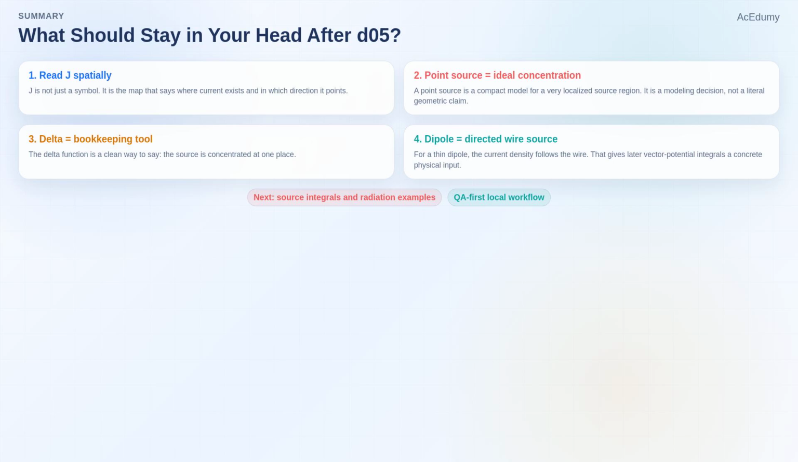So keep 4 ideas in your head. J is a source distribution, not just a total current. A point source is an ideal concentration of a small source region. The delta function is a localization tool. And for a dipole, the current density follows the wire and points along the antenna. That is the source model that prepares the next layer of antenna mathematics.